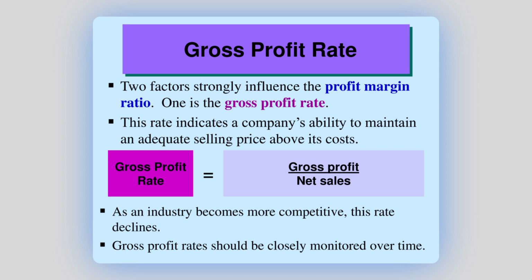This rate indicates the company's ability to maintain adequate selling price above its cost. So ano yung formula natin? Gross profit rate is equal to your gross profit divided by our net sales. As the industry becomes more competitive, this rate will decline. Siyempre, class, mababa yan kasi tumataas yung ating cost, especially our cost of sales. And the gross profit rate should be closely monitored over time.